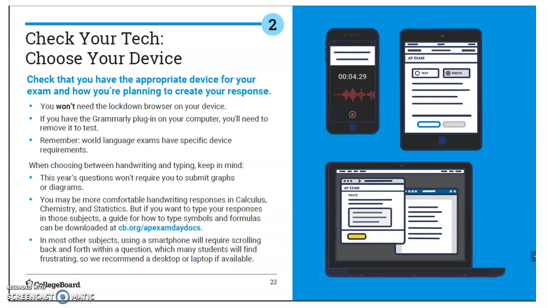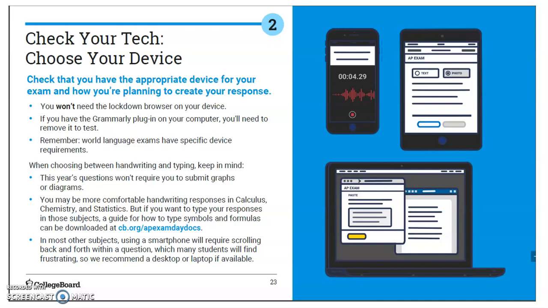Step 2, check your tech. You want to choose your device. Make sure that you know what you're going to use on testing day and check that you have the appropriate device for your exam and how you're planning to create your response. You will not need any type of a lockdown browser on your device. If you have the Grammarly plugin on your computer, you'll need to go ahead and remove it to test.